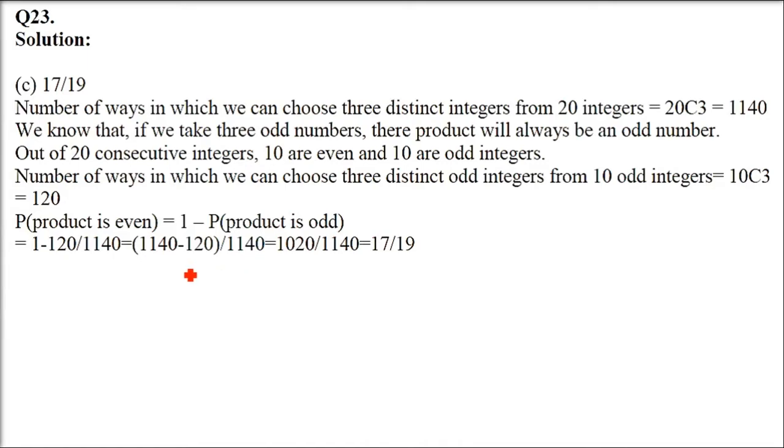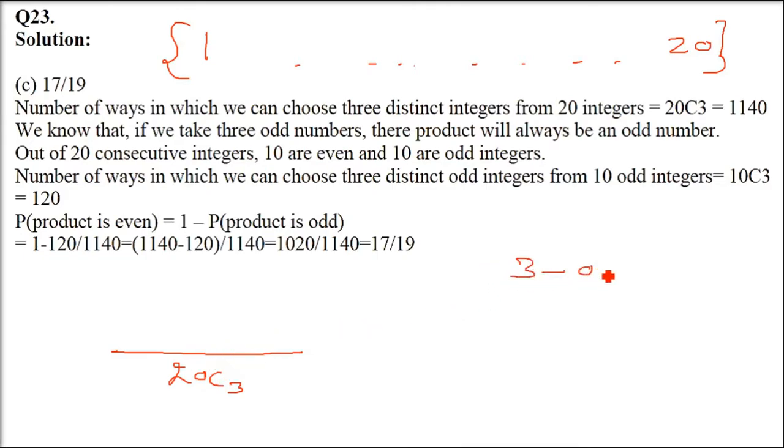Question number 23. 3 integers are chosen at random from the first 20 integers. It is not given which first integers. It can be -1 till -20 also. We are just assuming it to be, say, 1 to 20. So these are 20 integers, and we are taking 3 integers out of this 1 to 20. Okay, so we are picking 3, so 20C3 will be in the denominator. That is very, very clear. And that is going to be 1140 if you compute it. The probability that their product is even. The product has to be even.